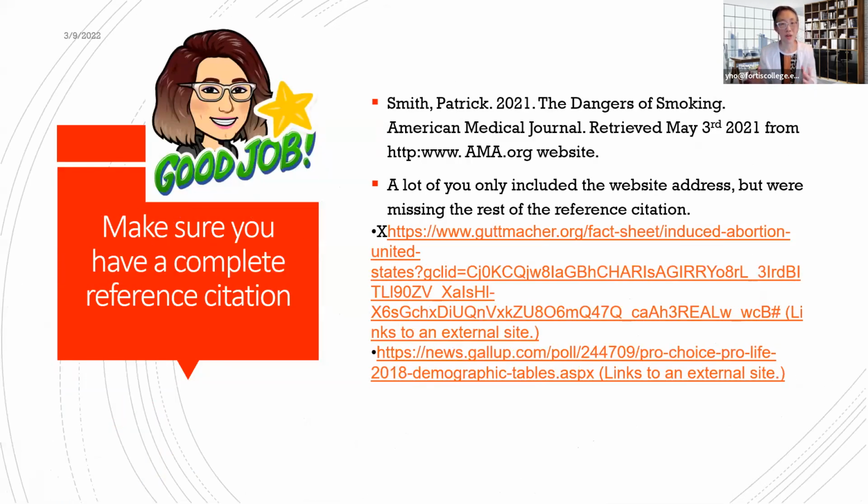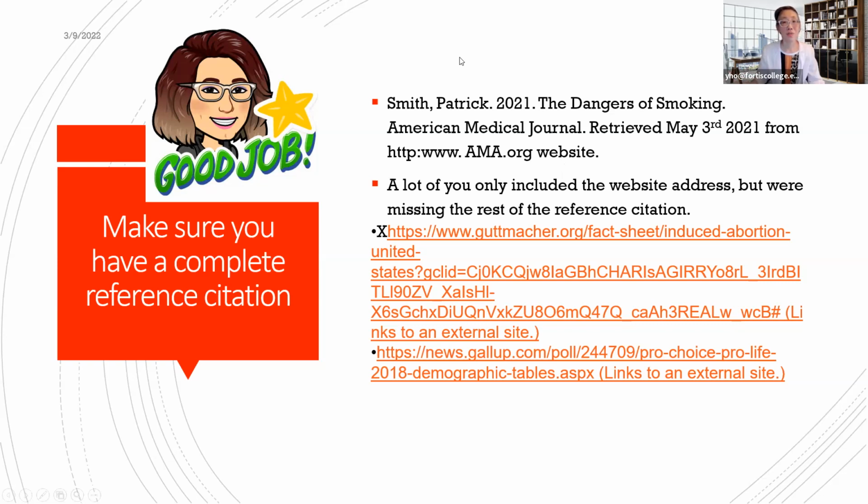And also a very common mistake is people who just leave websites in their reference citations. And that's also not correct. So this person is missing the last name, the first name, that sort of thing. So this is the correct reference citation that I want to see. I want to see the author's name, the date, the article name, name of the website, retrieved on what date, and then you write the web address last.